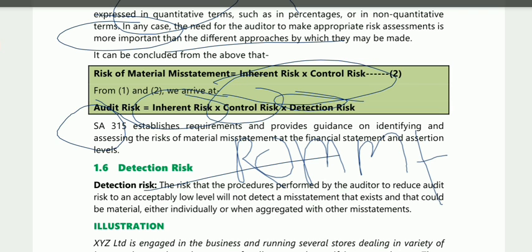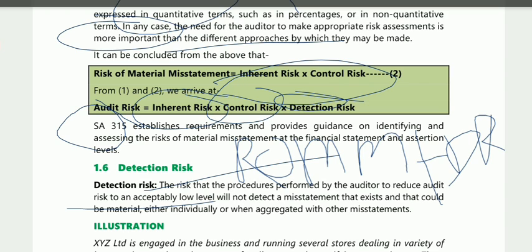Now detection risk means we are detecting whether the misstatement exists. That means you are trying to detect the material misstatement that exists in the organization. So there might be some misstatements that are left to be detected. The relevance of those misstatements may be higher, and that will become the detection risk. So the risk that the procedures performed by the auditor, that means you as an auditor have performed various audit procedures to reduce audit risk to an acceptably low level, but there is still a detection risk.